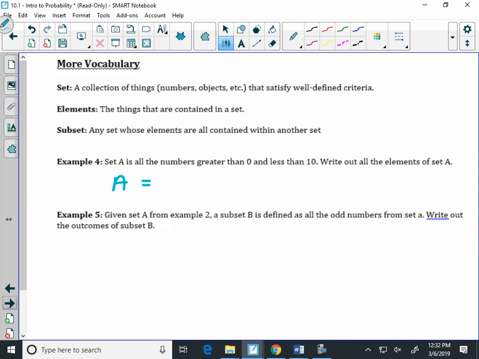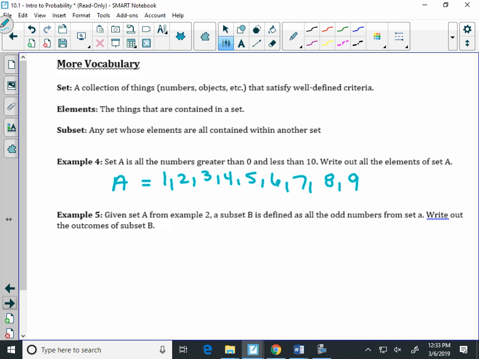And then you list the numbers that fit that criteria. So what are all our numbers that are greater than 0 and less than 10? 1, 2, 3, 4, 5, 6, 7, 8, and 9. The reason why we don't put 0 and 10 is because 0 is not greater than itself, and 10 is not less than itself. Okay?